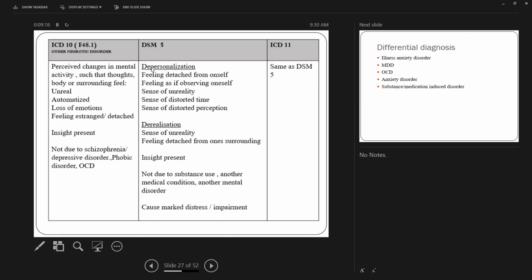In DSM-5, depersonalization is defined as feeling detached from oneself, feeling as if observing oneself, sense of unreality, sense of distorted time, and sense of distorted perception. And derealization is sense of unreality and feeling detached from one's surroundings. In this, insight is present and it should not be due to substance use or other medical condition, and it should cause marked distress and impairment. In ICD-11, the criteria is similar to DSM-5.